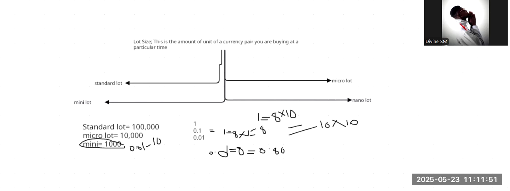So a standard lot ranges from 1 and above. A micro lot is 0.1 to 0.9. A mini lot is 0.01 to 0.09. That's just what it is about lot size.